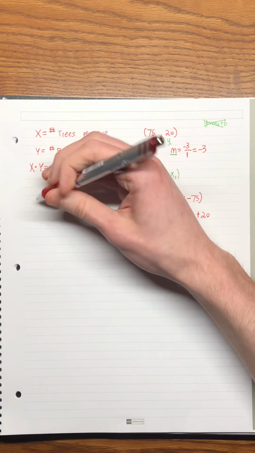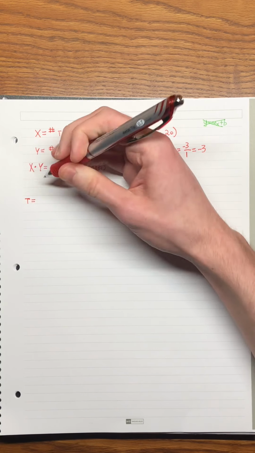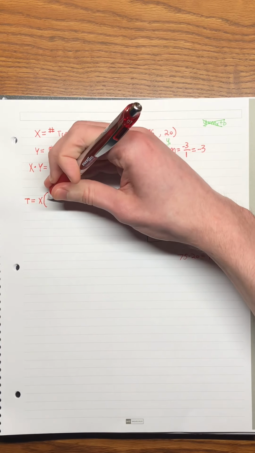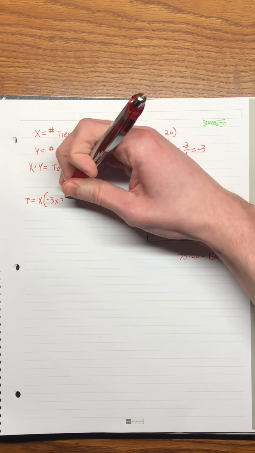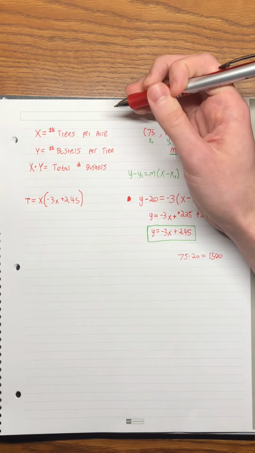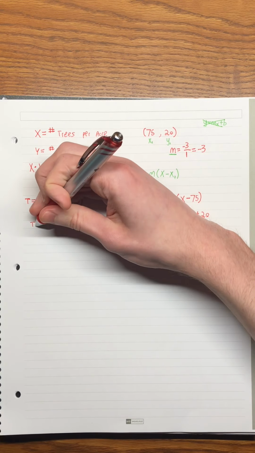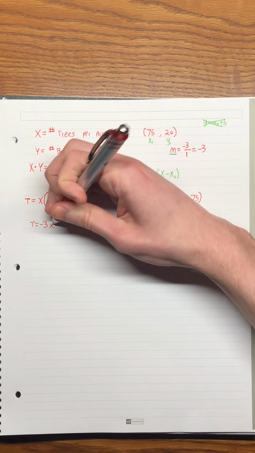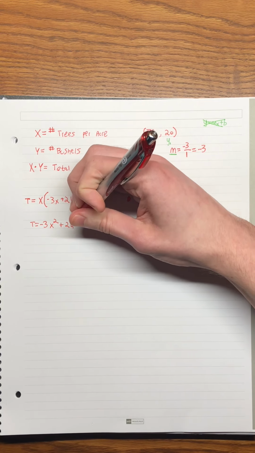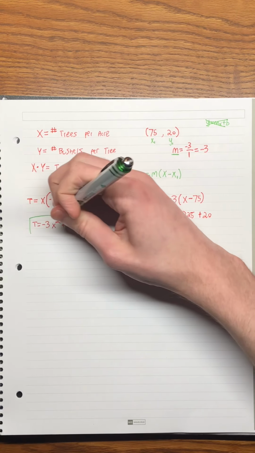All right, so this new total number, this new t, is going to equal x multiplied by y, which is negative 3x plus 245. Then if we simplify this out, we get t is equal to negative 3x squared plus 245x. And this is the formula that we need.